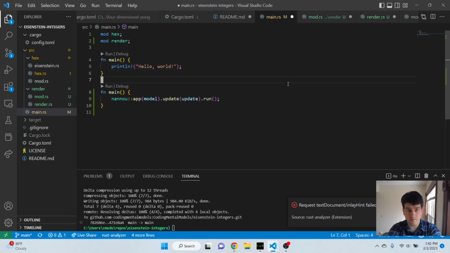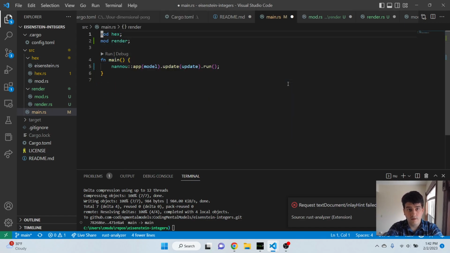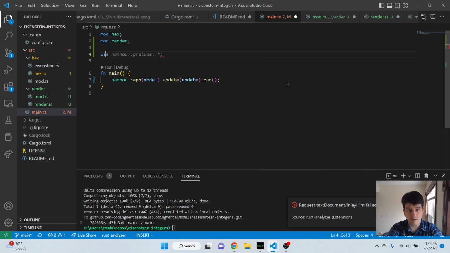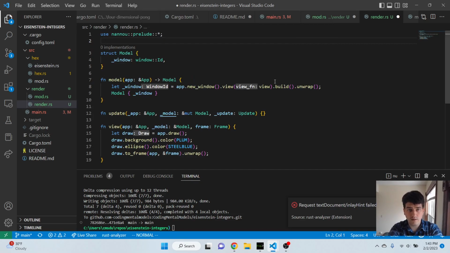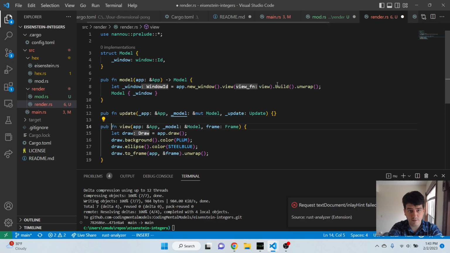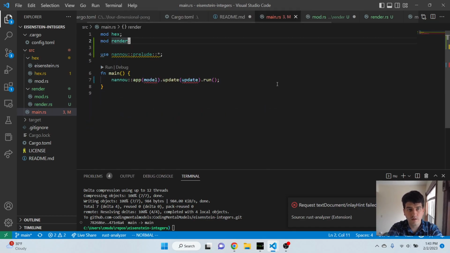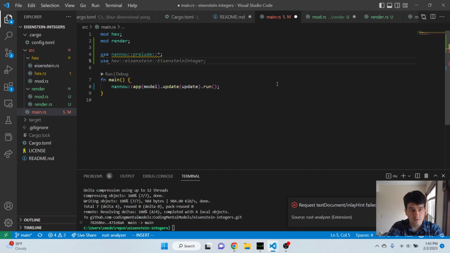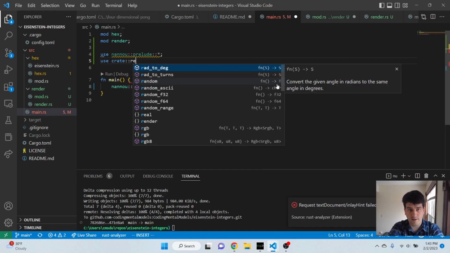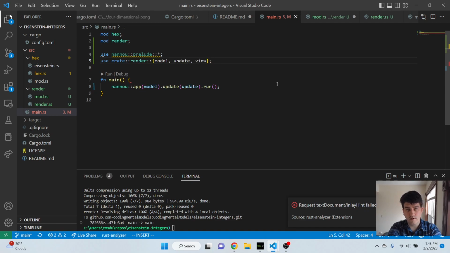And in main, we will have this. We'll say use standard prelude. And then in render, we need to expose a few of these things, so let's make this a public function. Public function probably also needs to be a public function. And in main, we say use create render those.